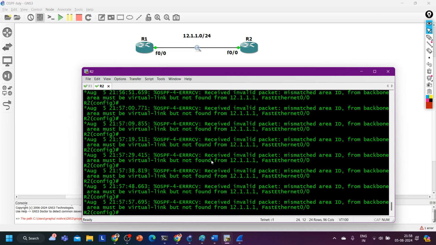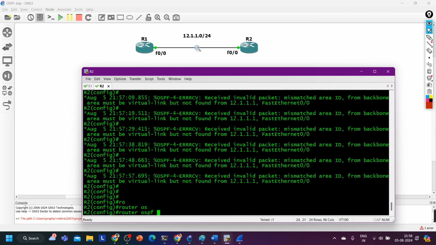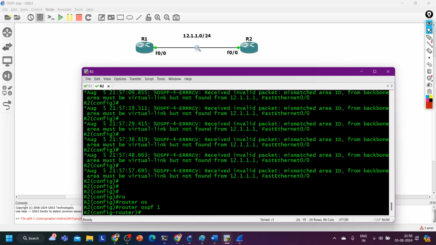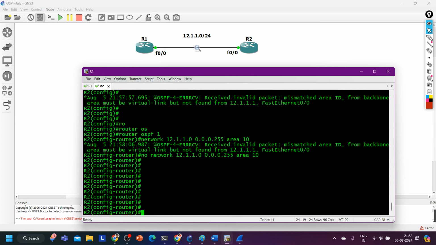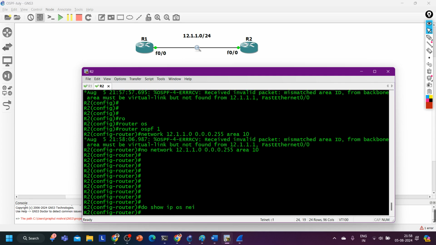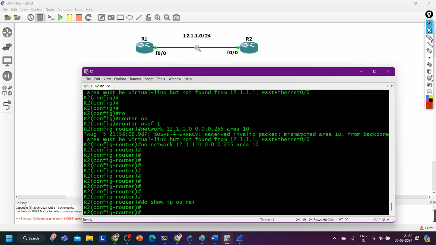Okay. Now I'm going to correct the area ID here. Say router OSPF 1, and let me remove the network command. Where is the network command? Here I am going to say no to this network command. Right? So both routers are not able to form neighborship. Do show IP OSPF neighbor. Reason: OSPF area ID was mismatch.